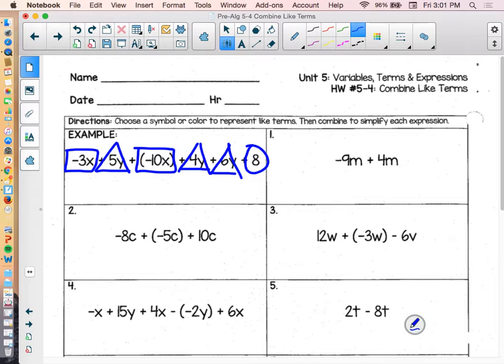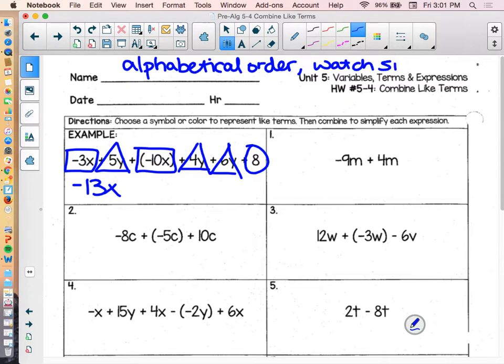I put the triangles together and the rectangles together. A negative 3 and a negative 10 is negative 13x. I started with x because you need to do it in alphabetical order. And you also need to watch the sign. If it's a negative, you have to keep the negative with the number. Okay, so that's why this is negative 13x. Now I have 5 plus 4 is 9, plus 6 is 15. So plus 15y, and then plus 8. That one doesn't have a partner, so I just rewrite it. This doesn't look very simplified, but it is. That is your final answer.